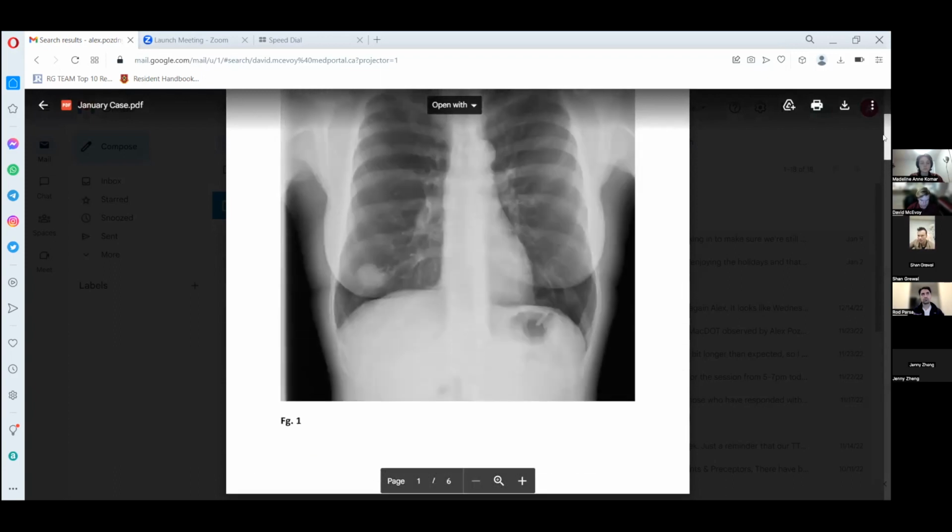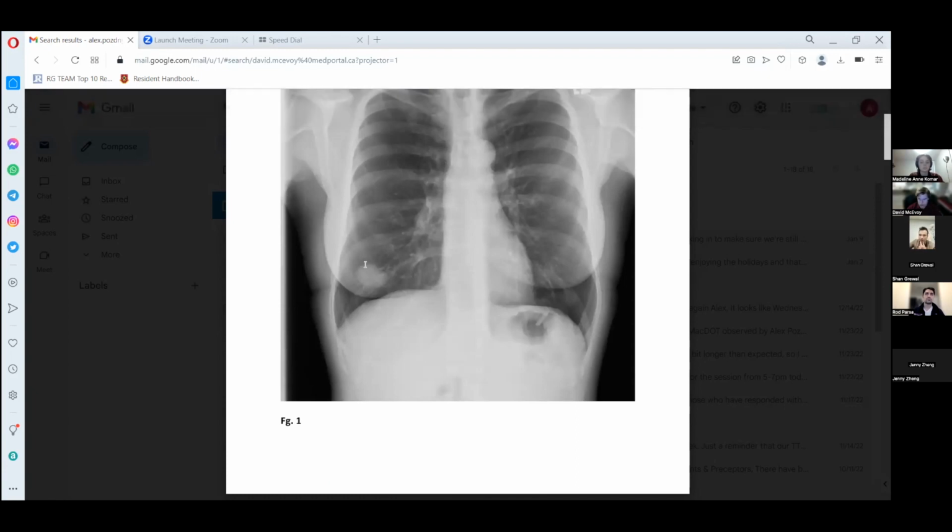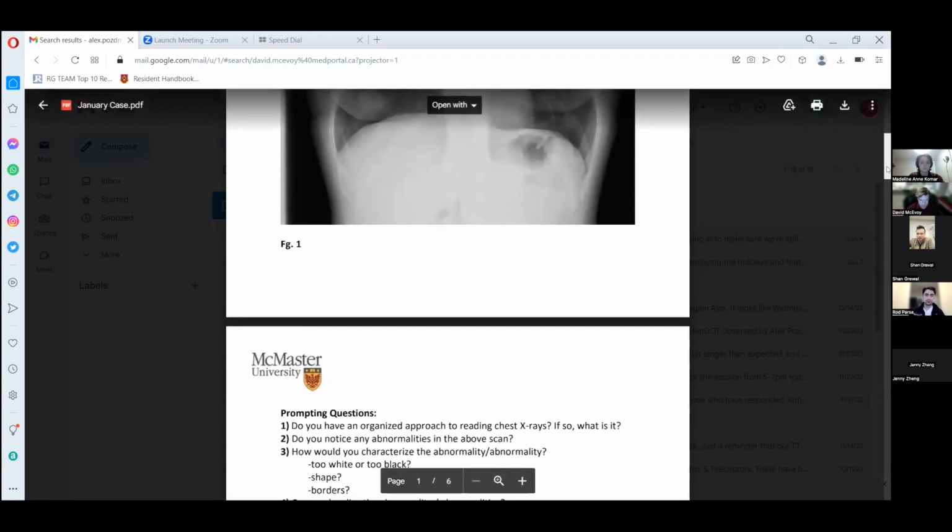And about its shape and border, I like how you said it's oval. You can say it's well circumscribed because you can tell very well where the border of this lesion is. You can also say that it's fairly homogeneous. You don't really see any internal lucencies or cavitations. I think that's a fair way to start with this lesion.